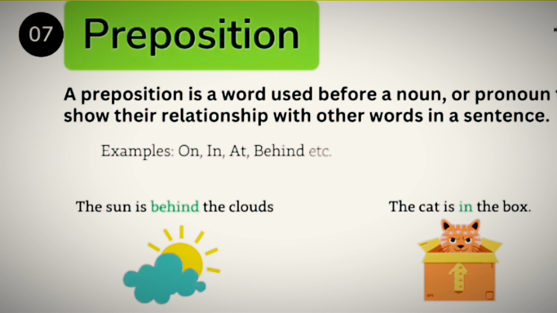Preposition. A preposition is a word that we use before a noun or pronoun to show their relationship with other words in a sentence. For examples, on, in, at, behind. The sun is behind the clouds. The preposition in this sentence is behind. The cat is in the box. The preposition in this sentence is in.